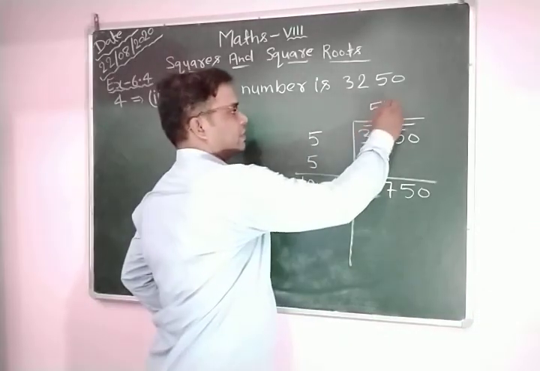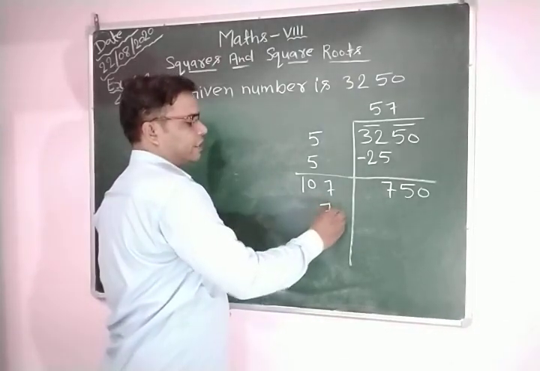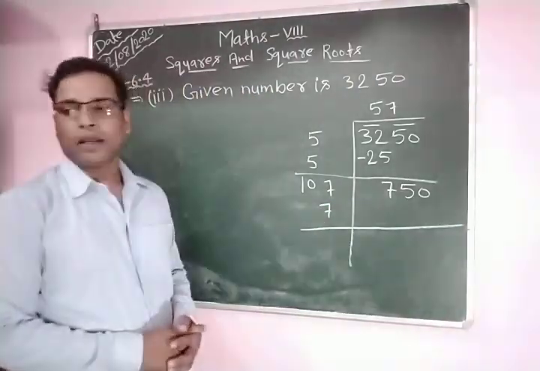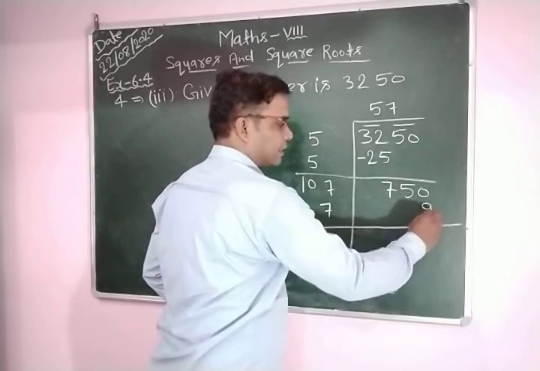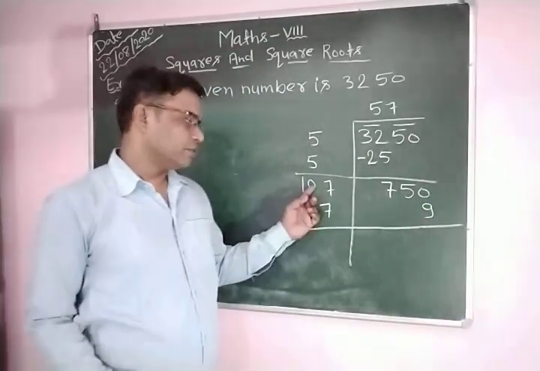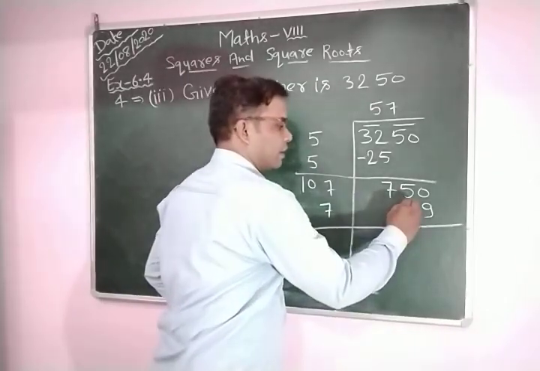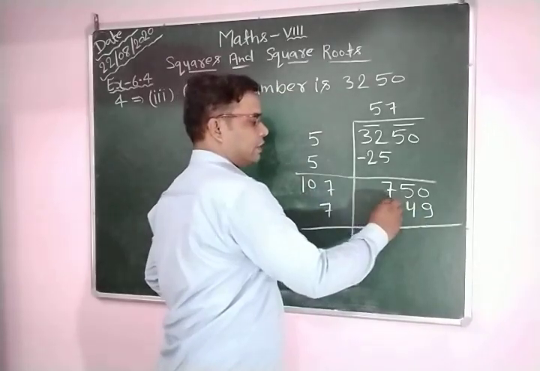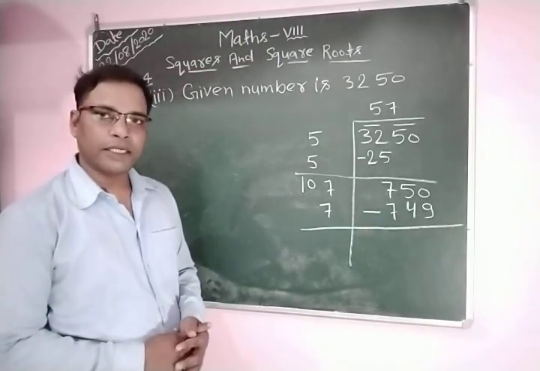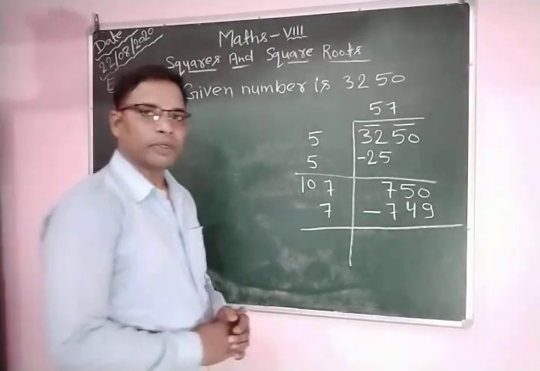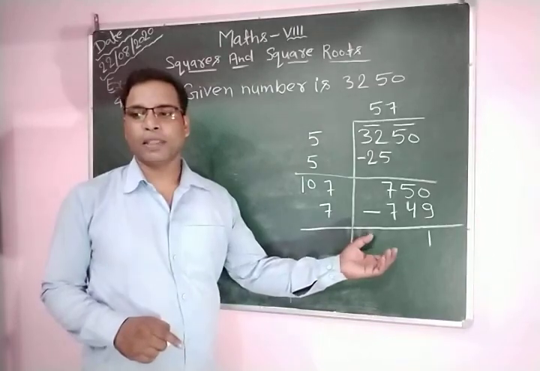So you write 7 here, again 7 here, and again 7, and we multiply this. 7 sevens are 49. 9 carry 4. 7 into 0 is 0, plus 4 is equal to 4. Again 7 into 7 is 49. Then we subtract them. If we subtract 749 from 750, then we obtain 1. Clear? So 1 is the remainder.